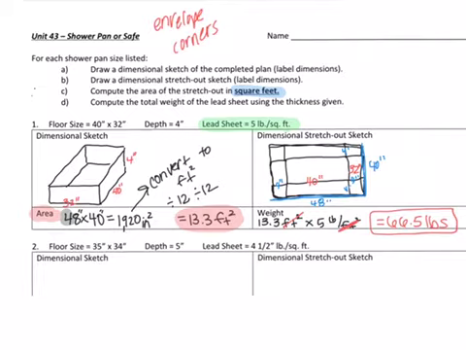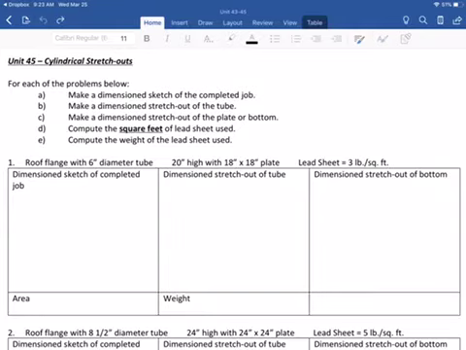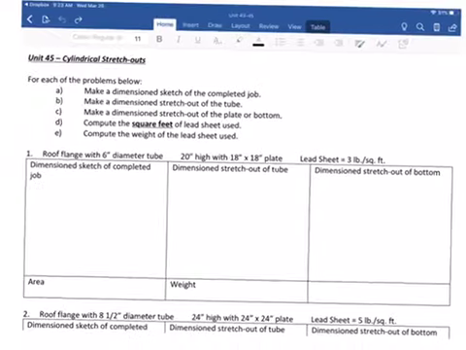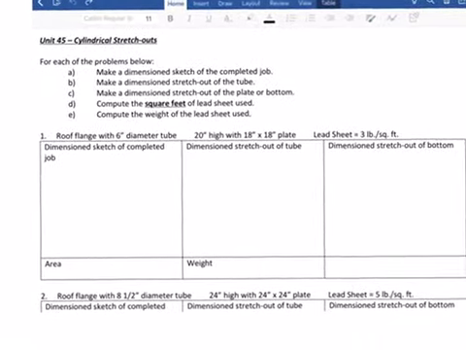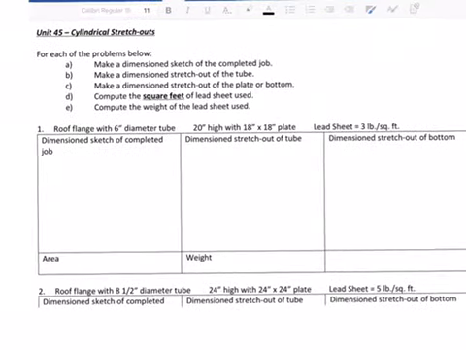Again, in your book they have examples of this as well. This is just a video version that will help show you color and voice. Okay, the next chapter is Unit 45. We are skipping Unit 44. Yay. The only difference with this one is we're not doing a shower pan.